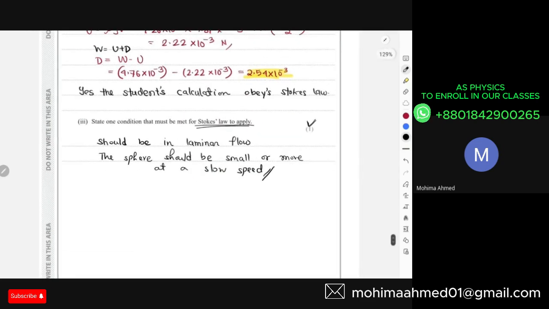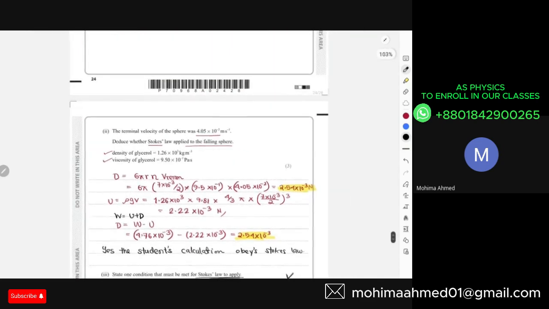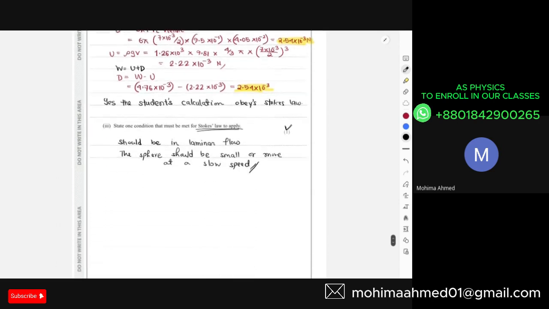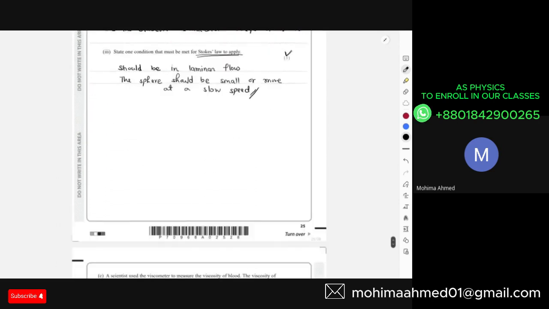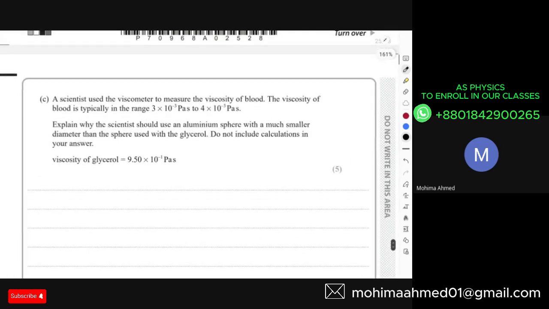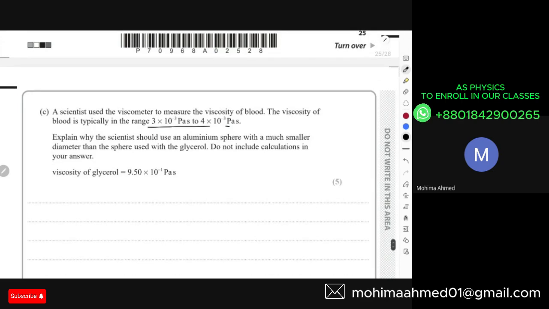Slow speed. Okay, then this is it. After this, if you move on to your part C, a scientist used the viscosity to measure the viscosity of blood. The viscosity of blood is typically within the range of 3 to 4, and explain why the scientist should use an aluminum sphere with a much smaller diameter than the sphere used in glycerol. Do not include calculations in your answer.